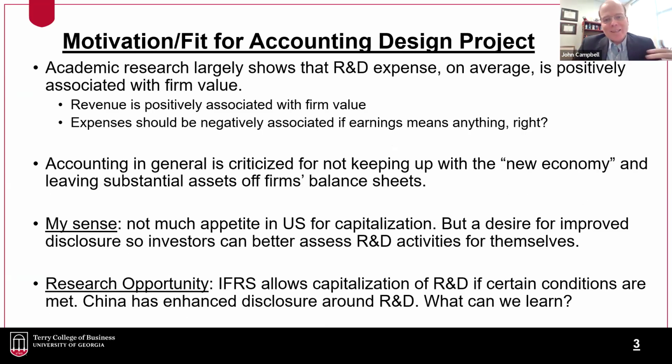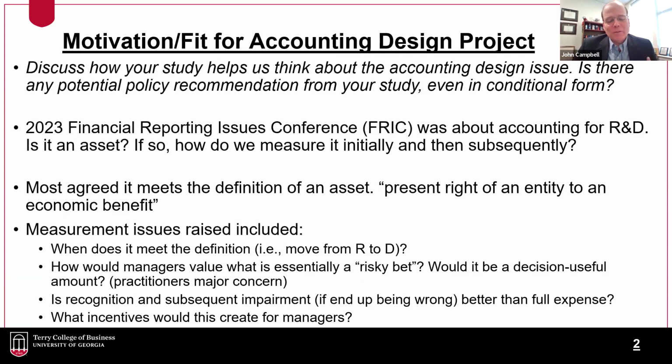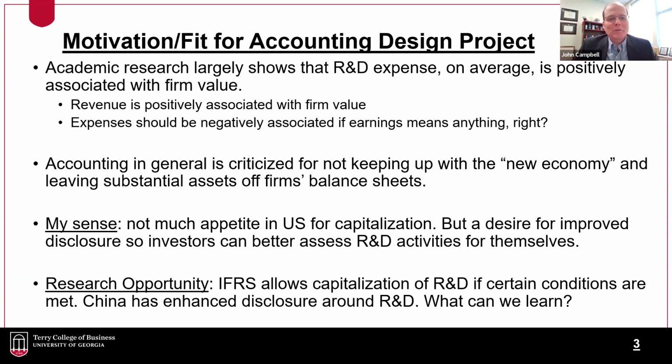Now, also in the background of that was the discussion at the conference, but also in the background here is that academic research is showing that R&D is positively associated with firm value, but we're expensing it. I think Anoop Srivastava at the RAS conference a year or two ago showed a graph, like, this is an expense component, but it's positively associated with value. So does that make sense? And accounting in general, I think, is not a secret, is criticized for not keeping up with the new economy, right? Basically saying we're leaving substantial assets off the balance sheet.